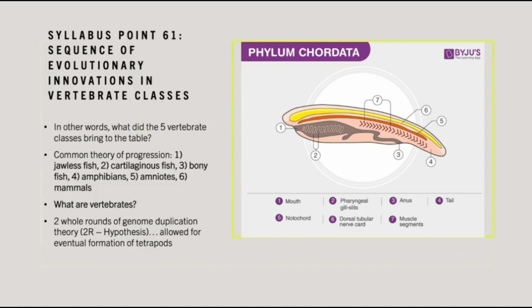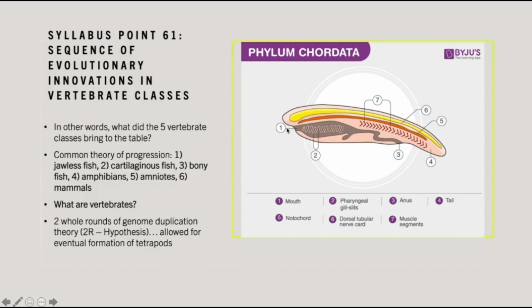Okay, so now we're talking bigger animals. Now the Chordata, phylum Chordata. So phylum Chordata is basically the group that all vertebrates belong in. And it's essentially that they have all the same structures at the embryo stage, okay?